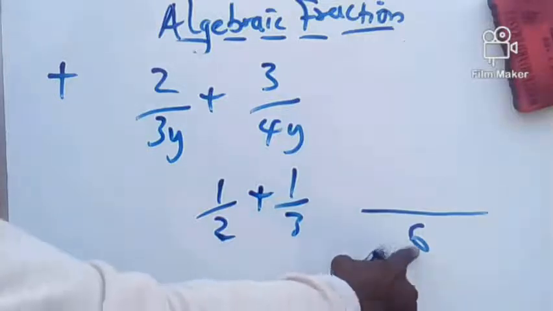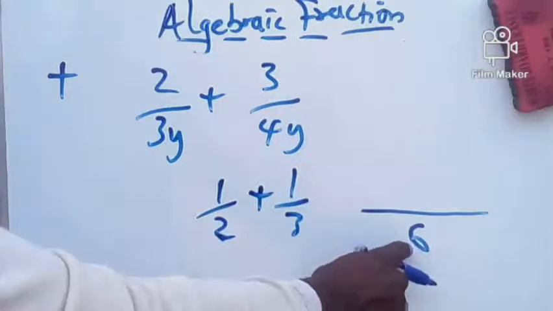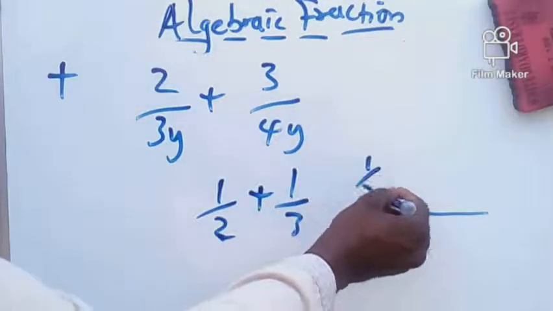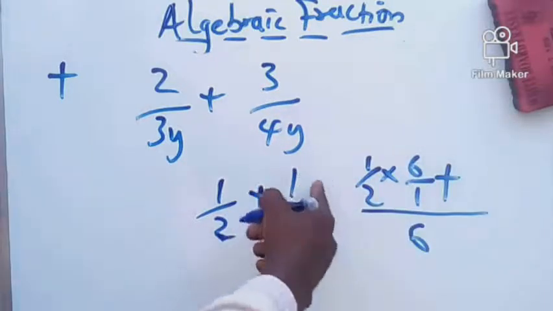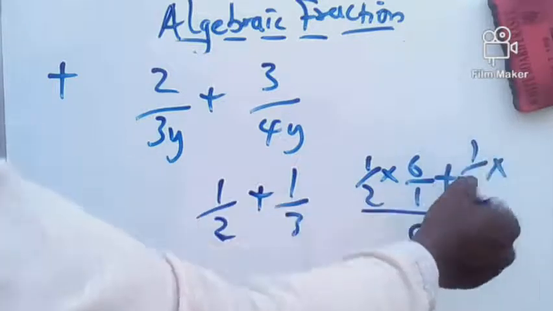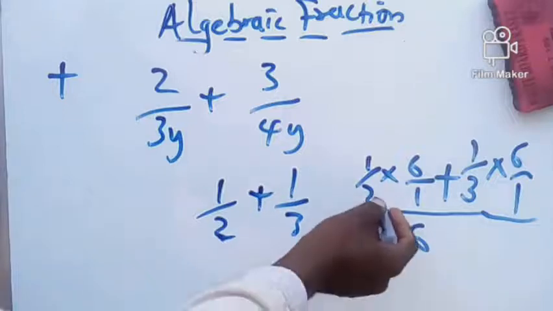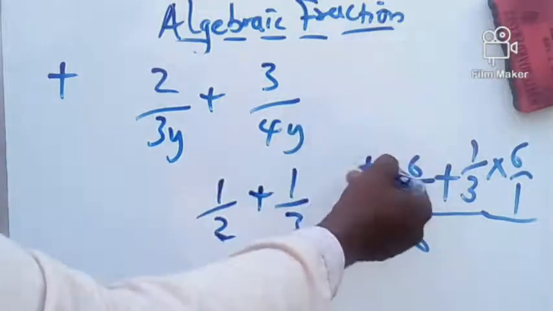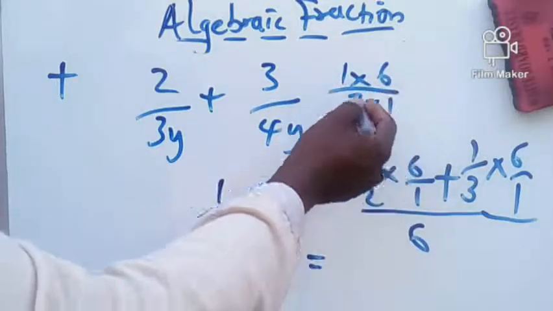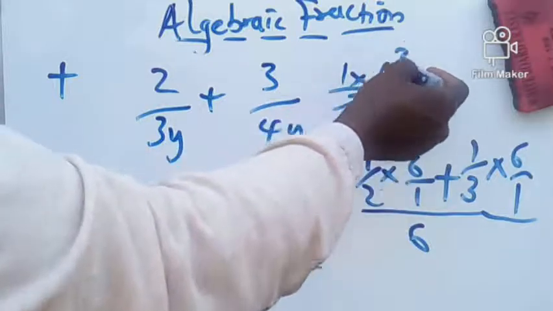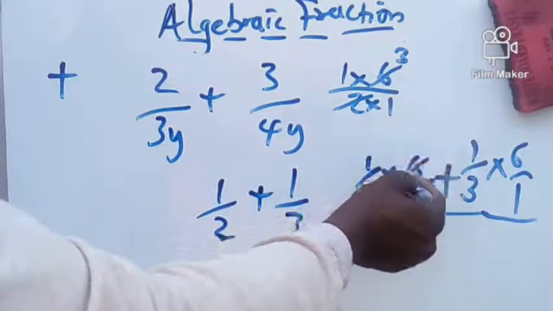This is the LCM, 6. What we now do is take each of the fractions and multiply it by the LCM. We take the first fraction 1 over 2 and multiply by the LCM 6 over 1. We drop our addition sign. We take the next fraction 1 over 3 and multiply by the LCM 6 over 1. And then we simplify. Notice that when you have 1 multiplied by 6, divided by 2 multiplied by 1, 2 can divide 6 and you have 3. So we go ahead and divide: 2 into 6, you have 3.